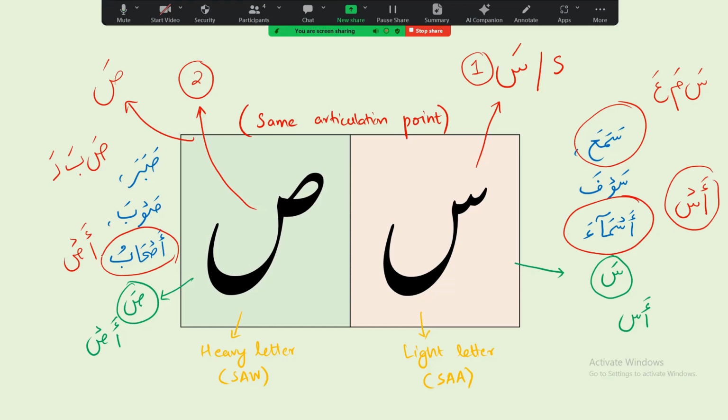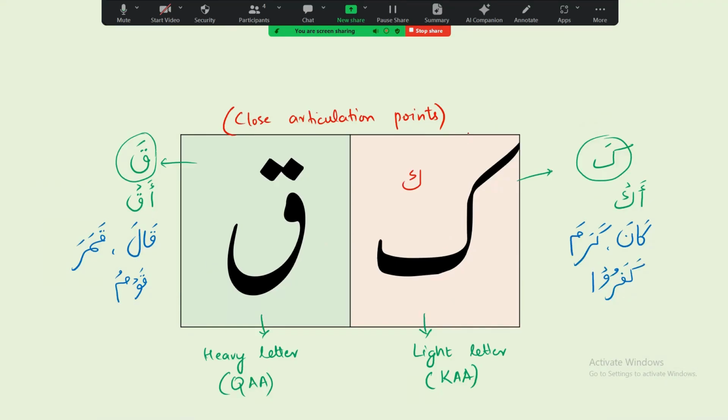Ashabu, aus, ashabu. Okay, the first one is sa. The second one is so, like this. Okay, so yes, sisters, who is going to say this now?